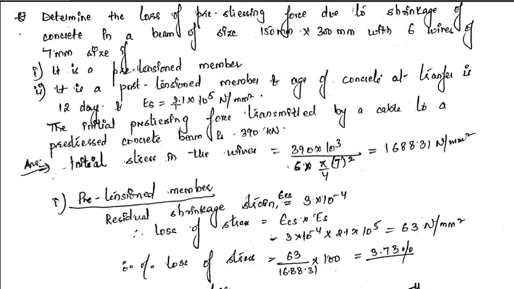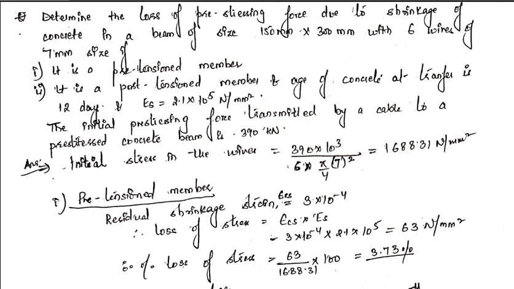We have to consider two cases, if it is a pre-tension member and if it is a post-tension member, and for the post-tension member it is also given that the age of concrete at the transfer of pre-stress is 12 days and Es is equal to 2.1 into 10 to the power 5 Newton per mm square. And see, Es is the modulus of elasticity of steel.